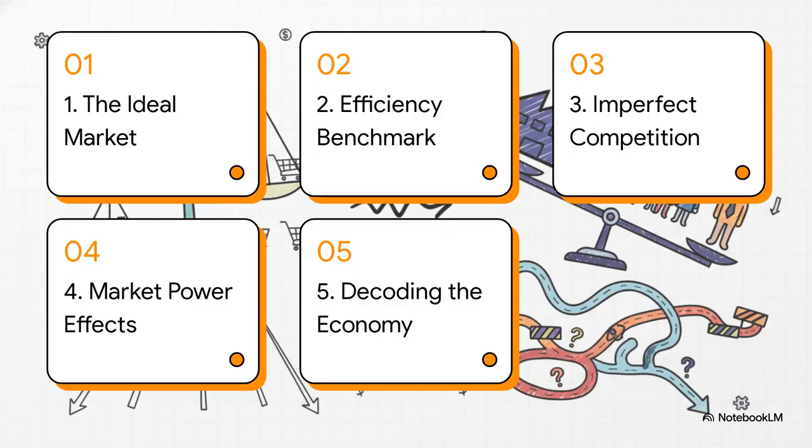So here's our game plan. We're going to start in the economist's dream world, a perfect market. Then we'll see why that perfect world is such an important measuring stick. After that, we're going to crash right back into reality to understand the messy markets we actually live in, look at the consequences, and finally, put together our brand new economic toolkit.